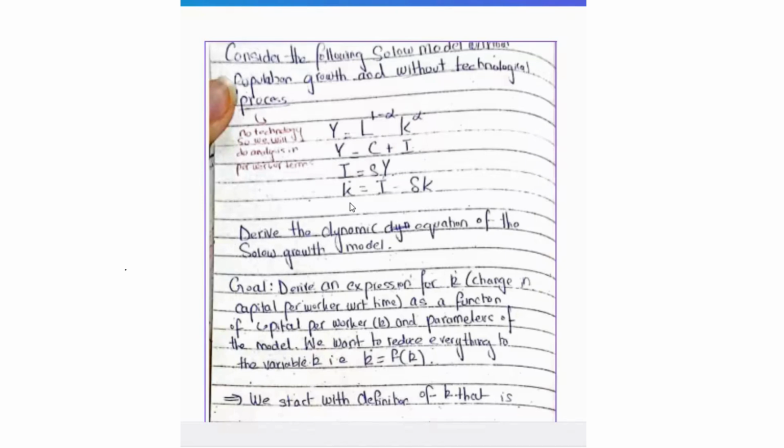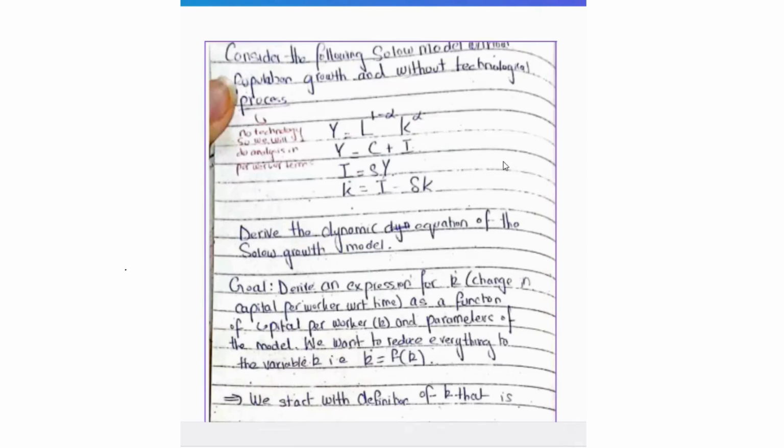So in the Solow model, we want to derive the dynamic equation. When we talk about the dynamic equation, the goal is to derive an expression for k dot, which is the change in capital per worker with respect to time, as a function of capital per worker, small k, and parameters of our model. So you want to reduce everything in terms of small k. This is our dynamic equation, where we express k dot as a function of capital per worker and only parameters of the model.